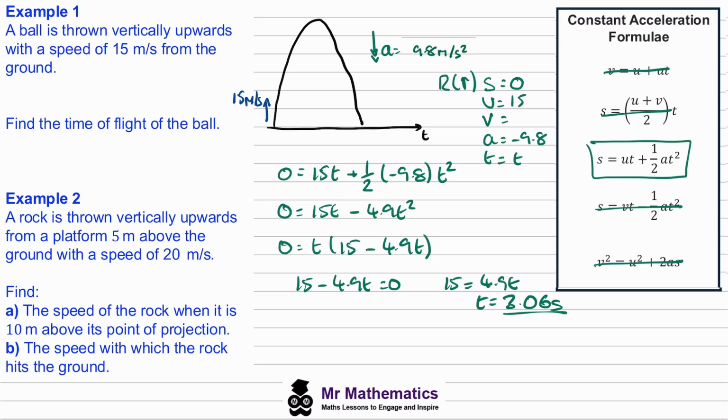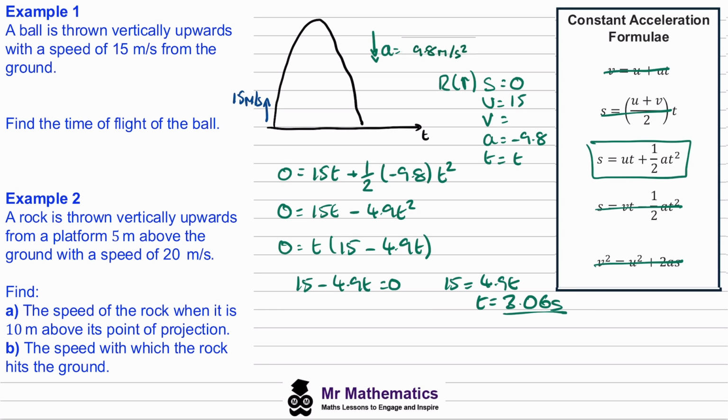So it's really important that when we try questions like this, we sketch a diagram and we label the acceleration. We also need to be very clear as to which direction we're resolving in. If you were to resolve it downwards, then this acceleration would be positive and the initial velocity would be negative.